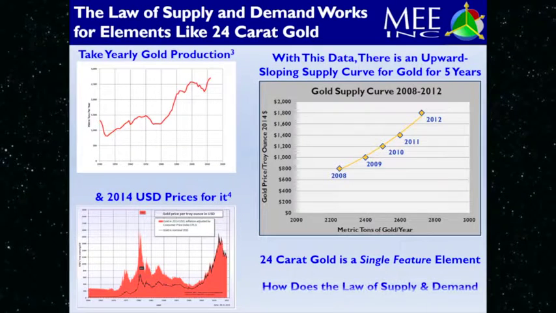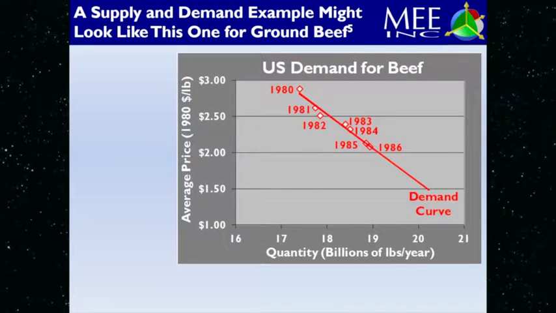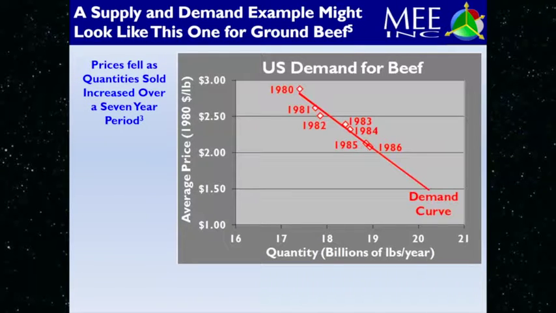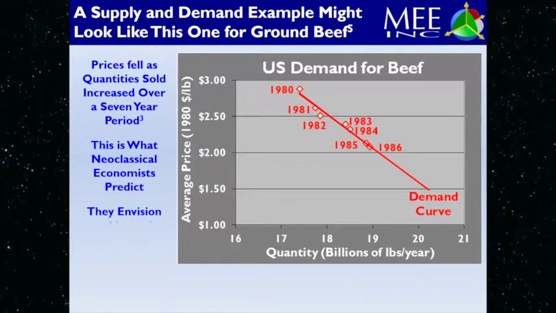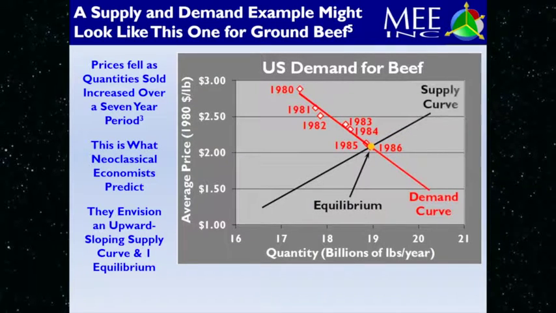We're going to need to know, how does the law of supply and demand work for products that have multiple features? So a supply and demand curve for ground beef might look like this one. This is data taken from the United States Department of Agriculture, and from 1980 to 86, the prices were in a downward trend as quantities increased over that entire period. And so the classical economists, neoclassicals, the current economists would say, look, there should be then, in 1986, an upward sloping supply curve in which that curve intersects the demand curve at a single equilibrium point, as shown here.